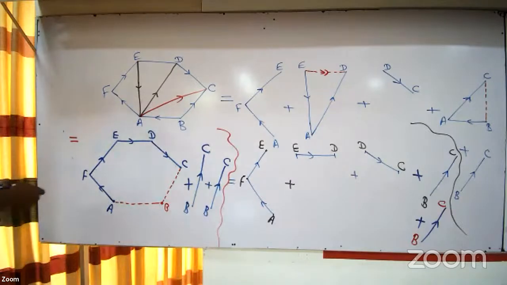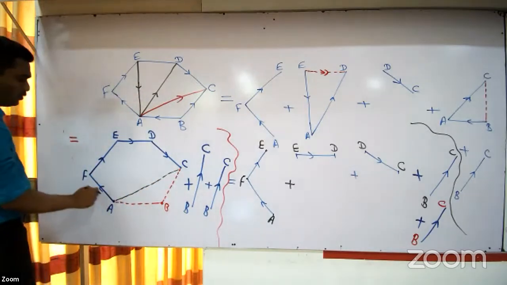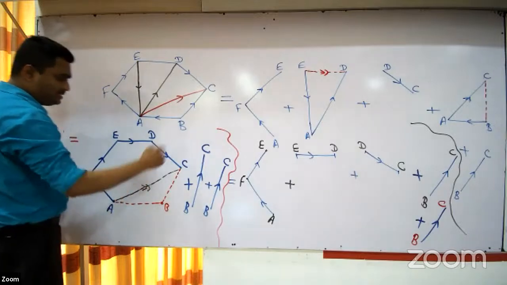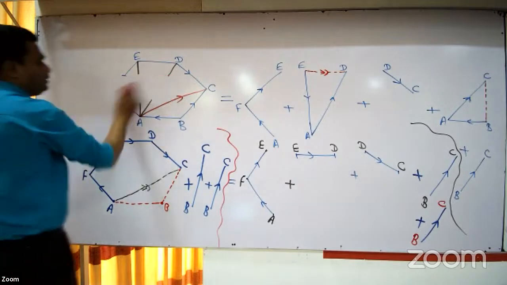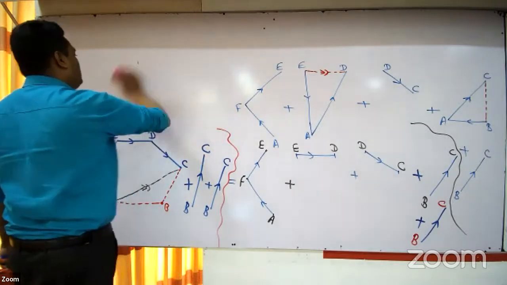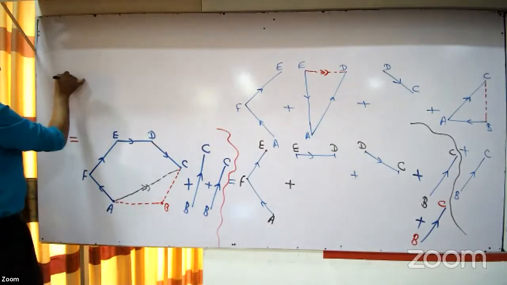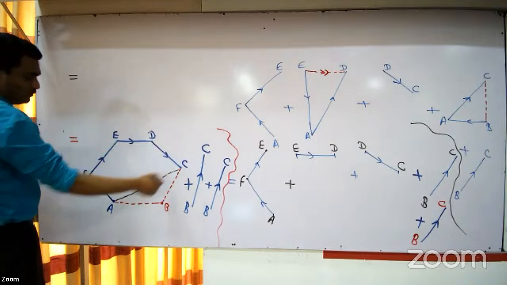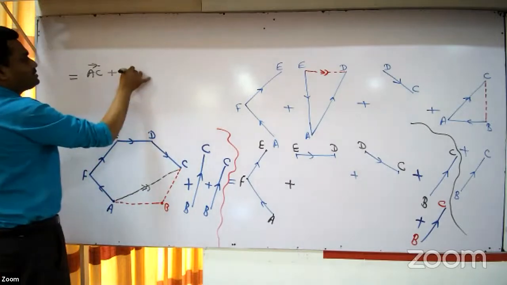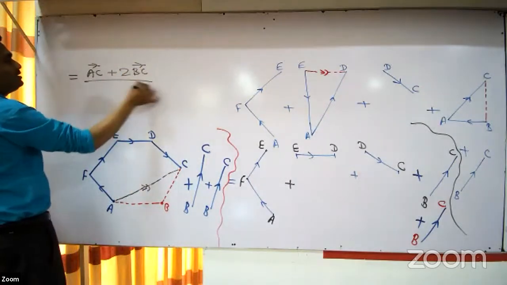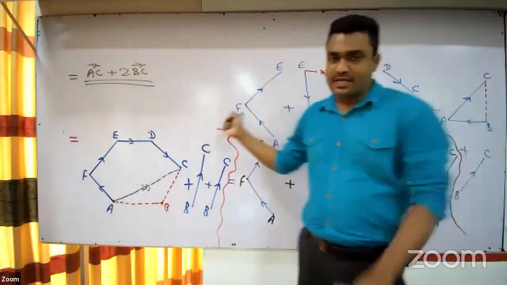So that's all we can do, and finally we can find another vector. The resultant of all these things is AC. So finally, you check again at home. Finally we get something like this: the summation of all these things is AC plus 2BC. This is what we can obtain. So check whether this is correct.